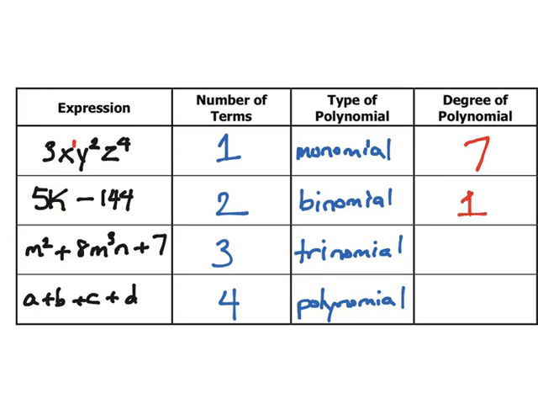Okay, so the next one, the degree of the polynomial, this term has a degree 2. This term has a degree 4, 3 plus 1. And this term has a degree 0. So the highest number there is 4.